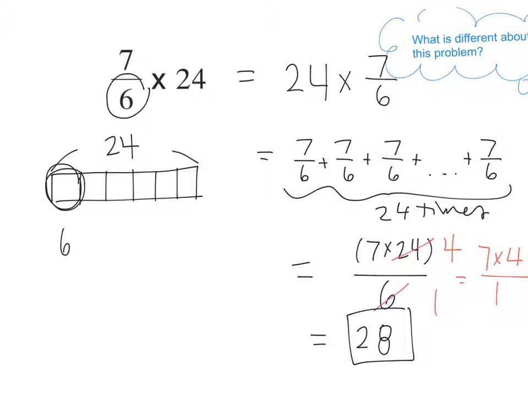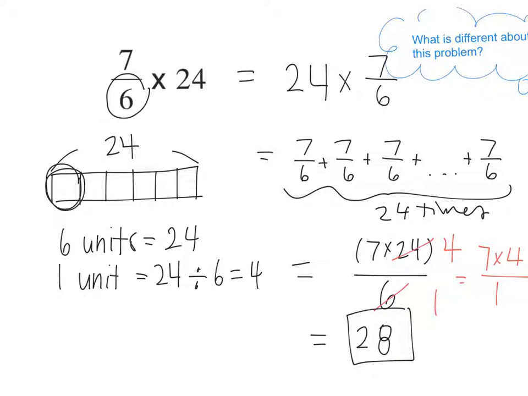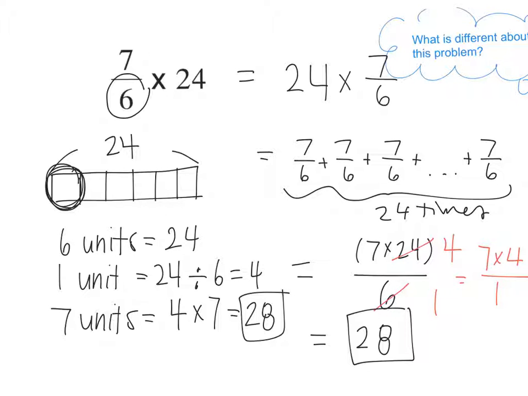Okay, so we can write 6 units equals 24. So therefore, 1 unit is going to be 24 divided by what? Divided by 6, which is what? 4. And if we're trying to find 7/6 and 1 unit is 1/6, we have to multiply that 1 unit by how many times? 7. So then you're trying to find how much 7 units would be. Does that make sense? So I could do that by doing 4 times 7, which is 28. Do you guys see that you got the same answer both ways? Good.